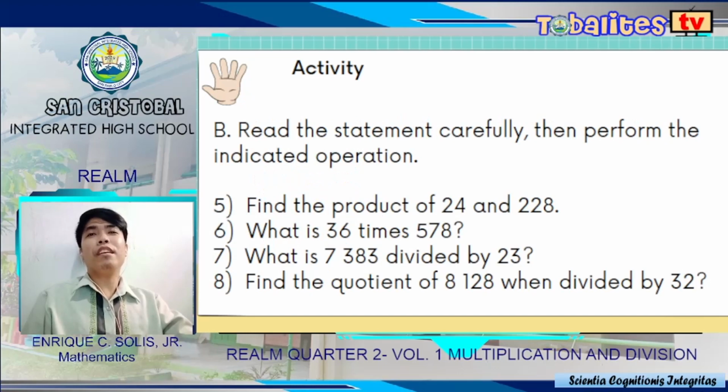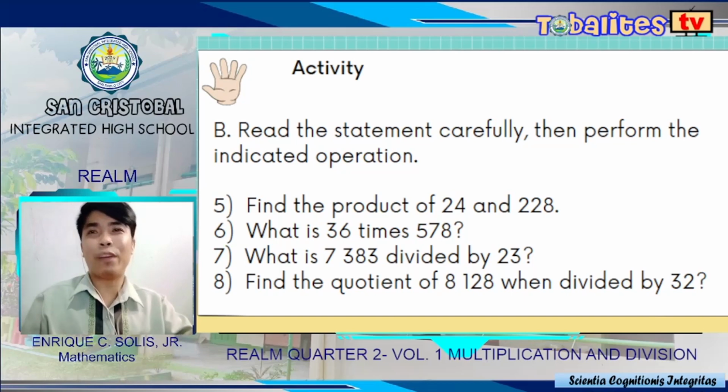For test B, you're going to read the statement carefully, then perform the indicated operation. Number 5, find the product of 24 and 228. Number 6, what is 36 times 578? Number 7, what is 7,383 divided by 23? And number 8, find the quotient of 8,128 when divided by 32.